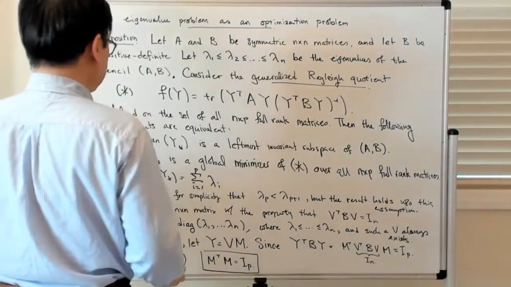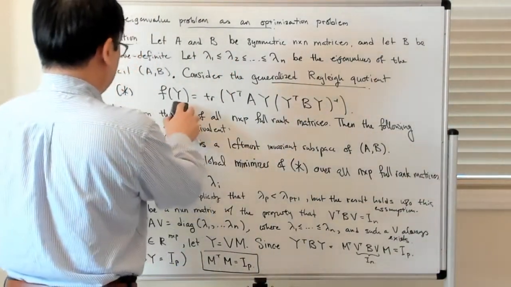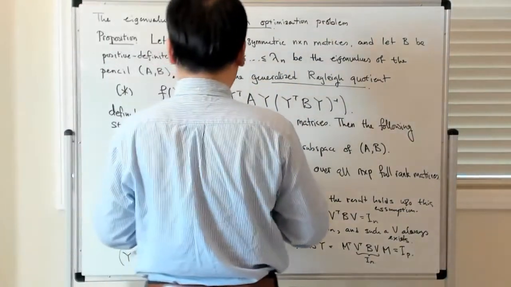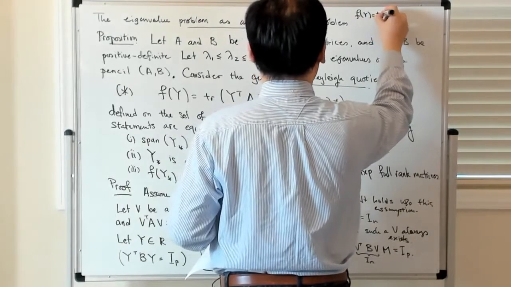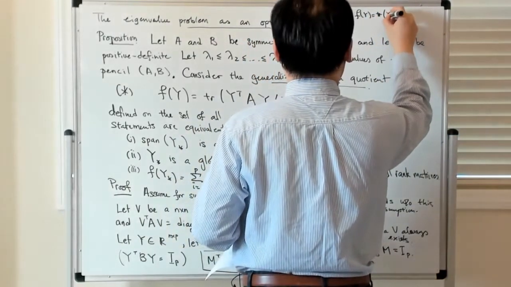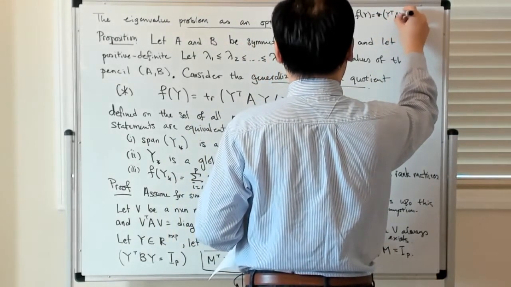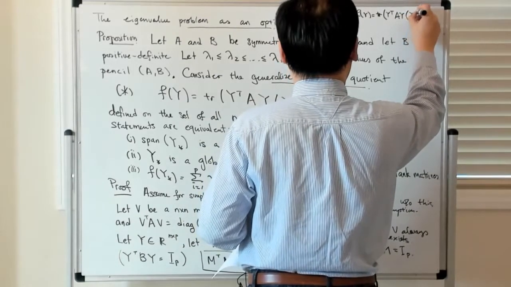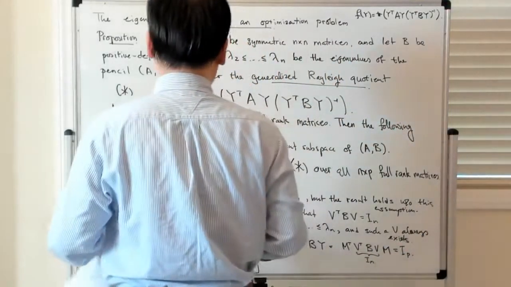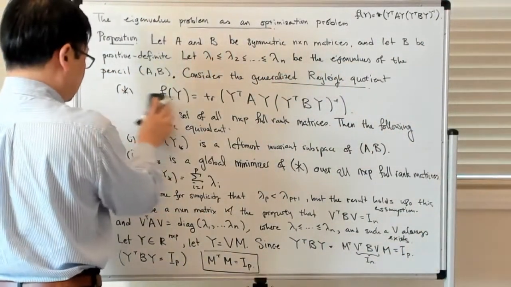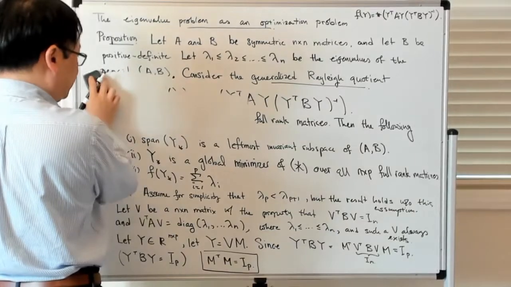Okay. So maybe let me write down this functional f of Y equals the trace of Y transpose A Y, Y transpose B Y inverse here. Okay, and I'll leave the equivalent statements for now.